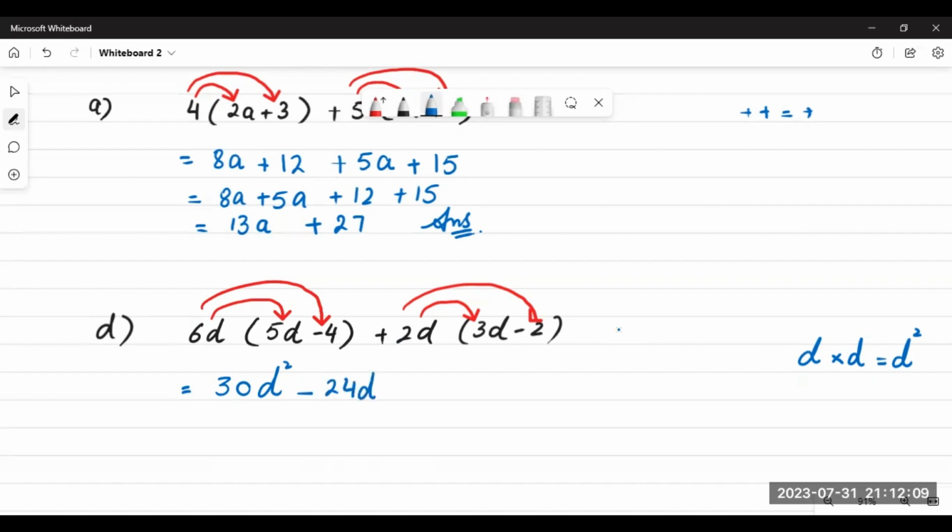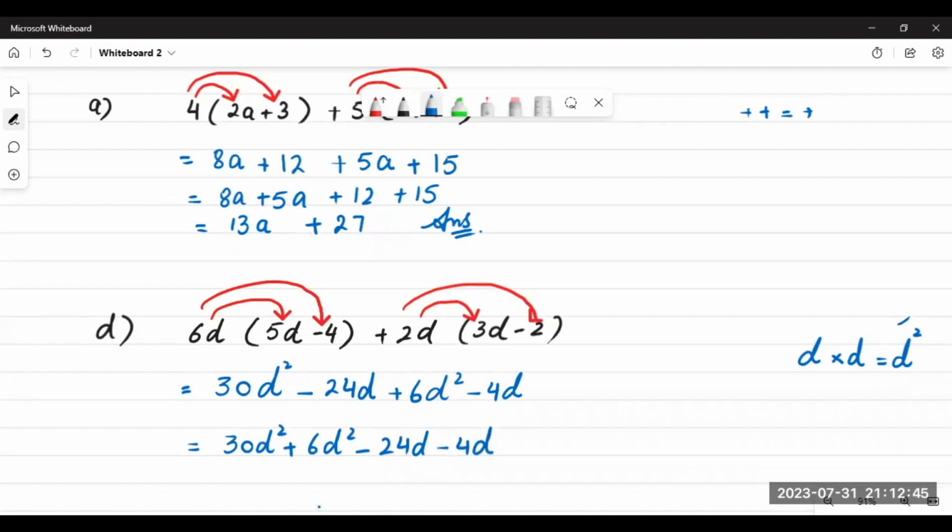First part is done. Move to the next part. Plus, plus, plus, 3 2s are 6. And then again, D multiplied with D, the answer is D square. Plus, minus, minus, 2 2s are 4. D, this is the answer of that. After the multiplication step, it's the same as the previous one, that we have to collect the like terms. It will be 30D square plus 6D square minus 24D and minus 4D.